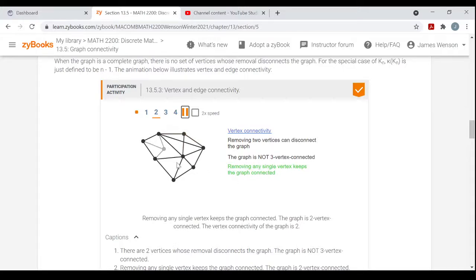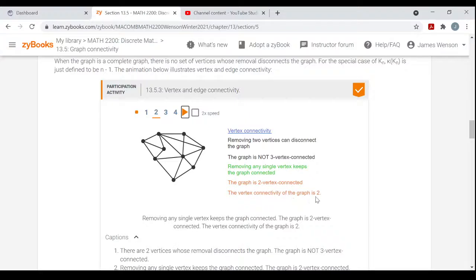And they say, see here, removing any single vertex, take out any of them. If you were to remove any single vertex, it would still be a connected graph, even with that vertex gone. So if you can remove any single vertex and it's still a connected graph, then you're called 2 vertex connected. Again, this is the maximal number for which we have connectivity. So they'd say the vertex connectivity of the graph is 2. And that would be kappa of G.